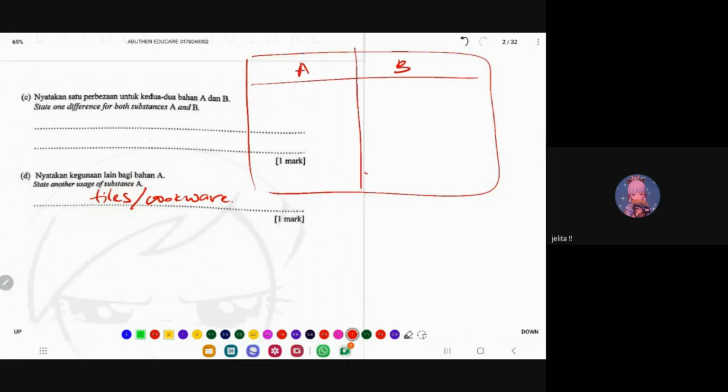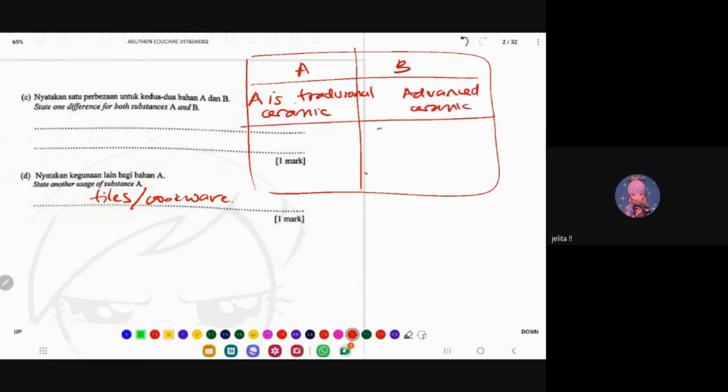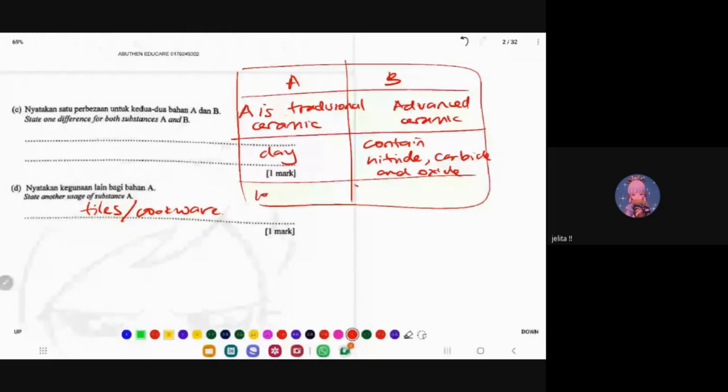A and B. For the first state, even though they never ask you to state, but they ask you to list the difference, you can just say A is traditional ceramic, B is advanced. And then B contains nitride, carbide, and oxide. And A contains the normal clay. And then this one is lower resistant.